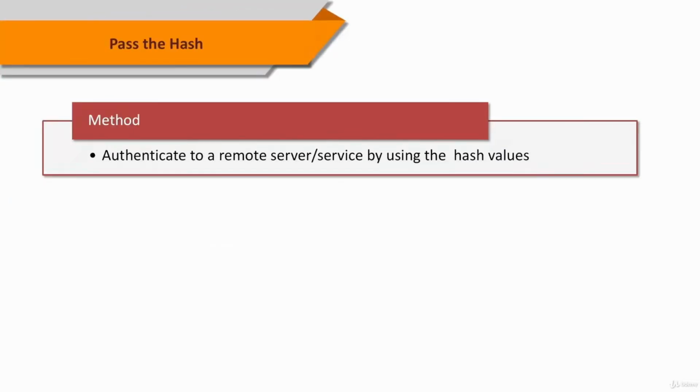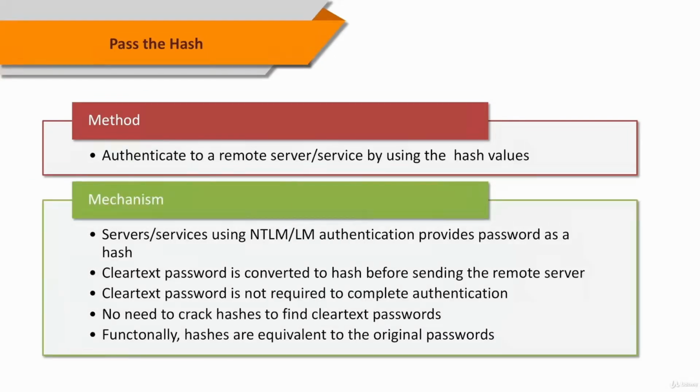Pass the hash is a hacking technique that allows an attacker to authenticate to a remote server or service by using the underlying NTLM or LM hash of a user's password, instead of requiring the associated plaintext password as is normally the case. So this is how that mechanism works. On systems or services using NTLM authentication, users' passwords are never sent in clear text over the wire. Instead, they are provided to the requesting system, like a domain controller, as a hash.